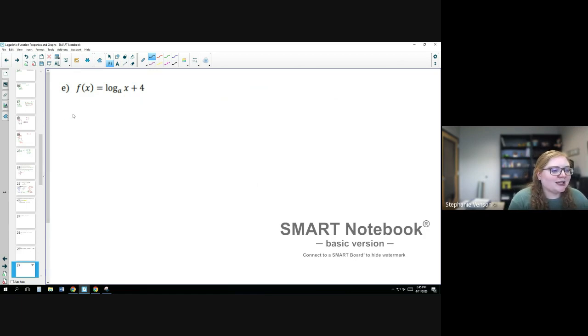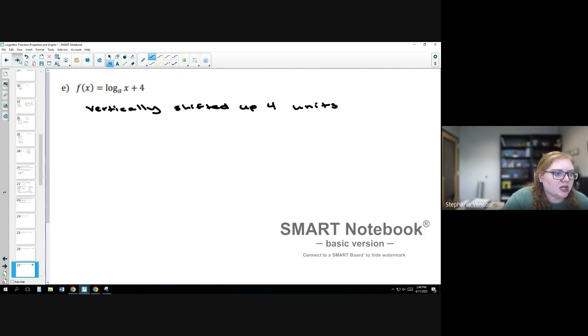So this one would be vertical. I said the wrong word last time. We had to change it. But this one would be vertically shifted up 4 units.